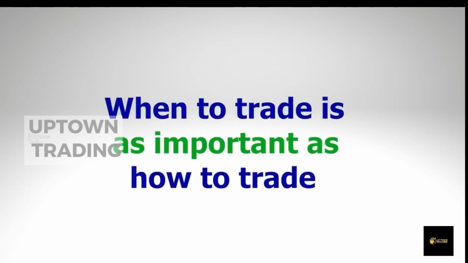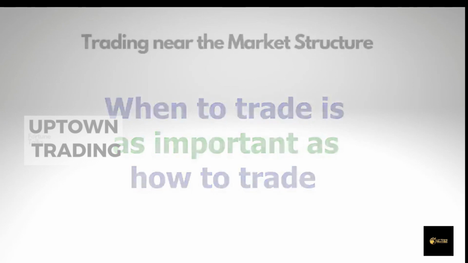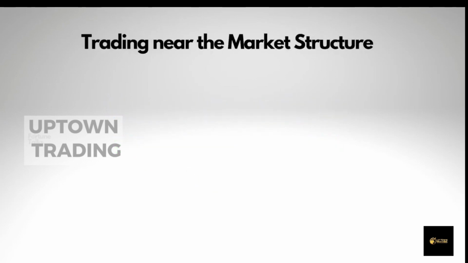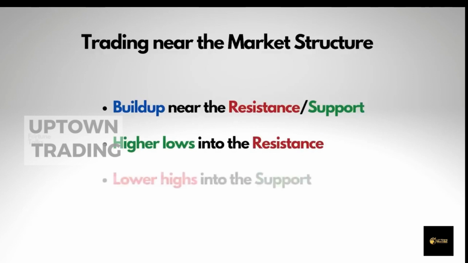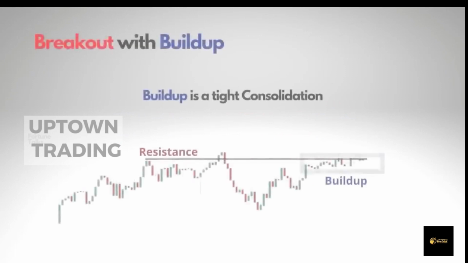Now, identifying when to trade is as important as knowing how to trade. The breakout trade near a market structure can be classified into three types. Number one is breakouts with build-up. Number two is higher lows into the resistance level. And finally, number three is the lower highs into the support level. Let's start with the first one, that is breakouts with build-up.